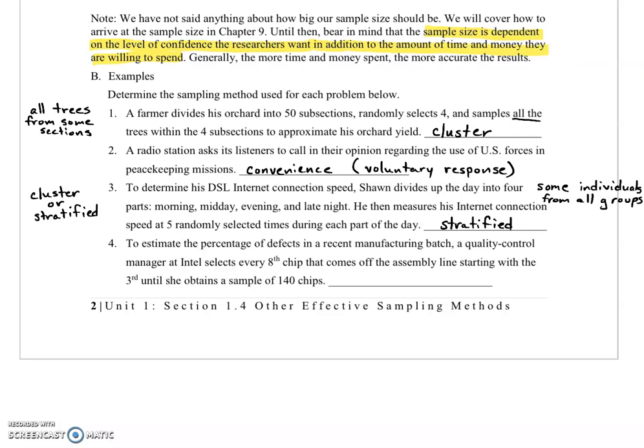And the last one says, to estimate the percentage of defects in a recent manufacturing batch, a quality control manager at Intel selects every 8th chip that comes off the assembly line, starting with the 3rd, until she obtains a sample of 140 chips. So anytime you see that they're selecting every whatever, kth number, then you should think systematic, because I have a system for how I'm getting the next individual in my sample, and that is by counting so many down the line and grabbing the next person.